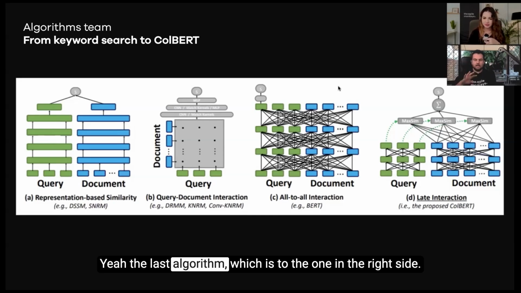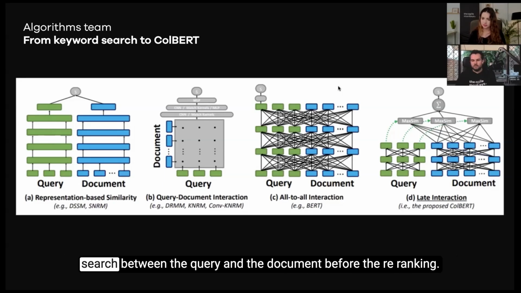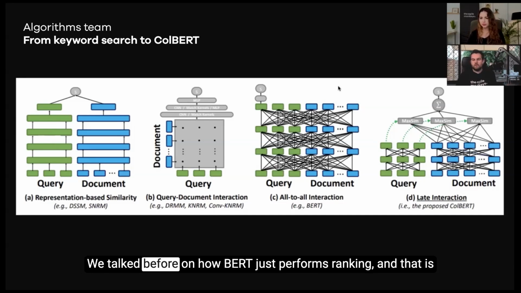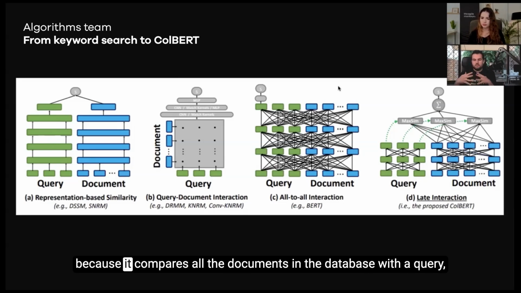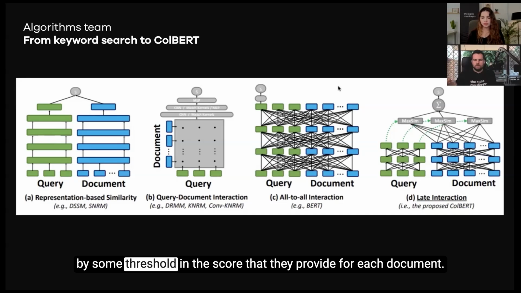Yeah, the last algorithm, which is the one on the right side, is the one that the ColBERT authors propose, is to perform an embedding search between the query and the document before the re-ranking. We talked before on how BERT just performs ranking, and that is because it compares all the documents in the database with a query, and therefore it provides a list of items that you can then filter out by some threshold in the score that they provide for each document.